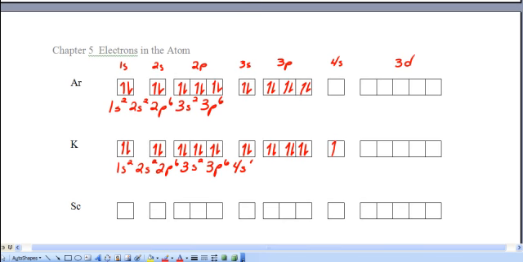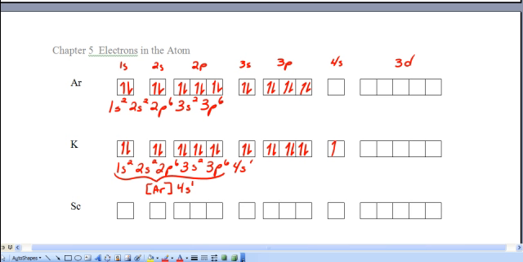Or if you wanted to use a noble gas configuration, you could collapse all of that down, because that's exactly like argon. Those are the core or kernel electrons. There's 18 of those. That looks just like argon. And then the valence electrons are 4s1. That would be the noble gas configuration for potassium, an argon core with a 4s1 valence configuration.